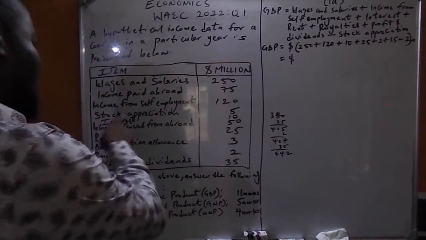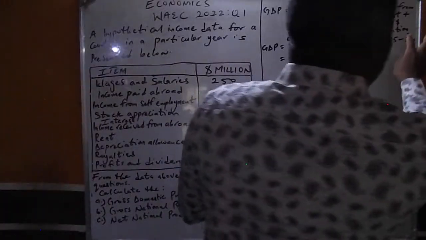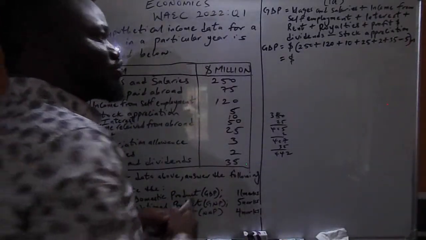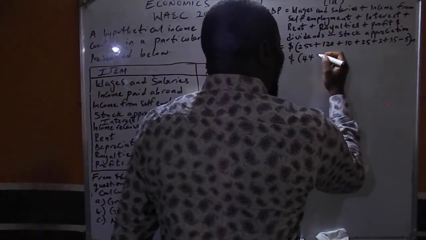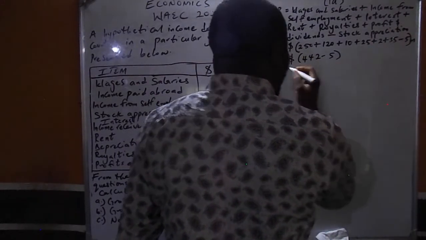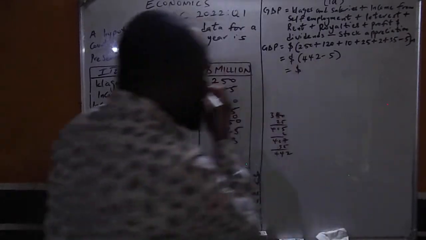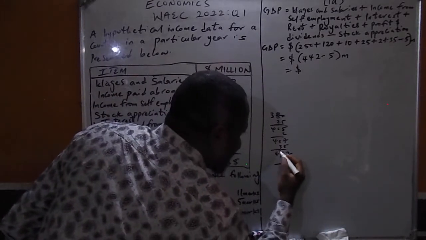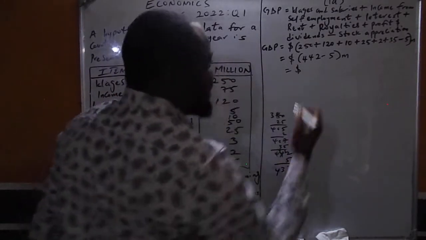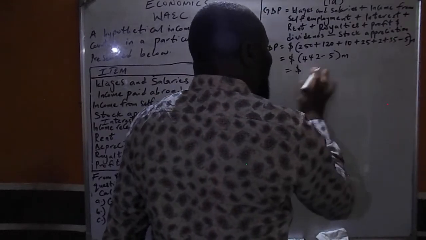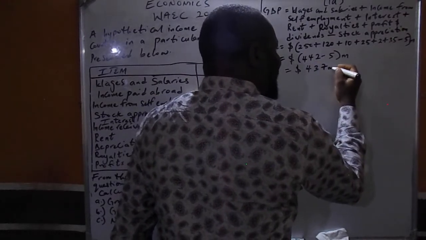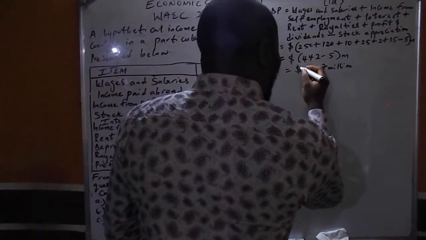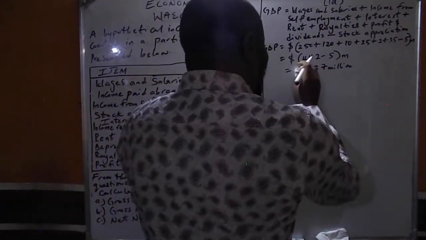Now, stock appreciation is 5, not 2, please. Correct it. Stock appreciation is 5. Now, we have 442. You can now come here and say 442 minus 5, which equals to your dollar sign, then don't forget your million. Then minus 5, this will give you 437, which will now give you 437 million. So this is your answer here, which is 437 million.